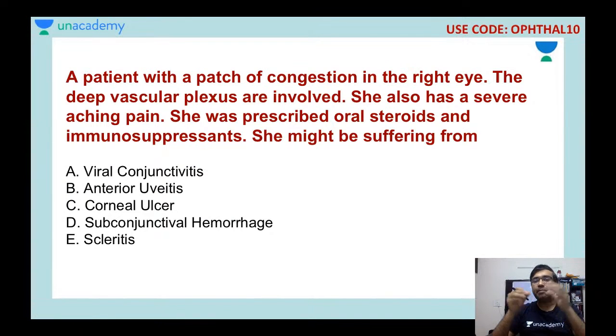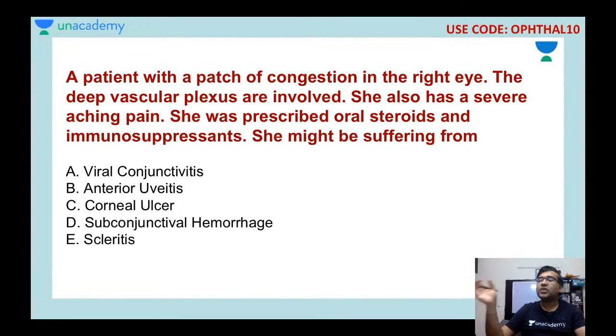A patient with a patch of congestion in the right eye, the deep vascular plexus is involved. Remember, the deep vascular plexus is involved. She also has a severe aching pain. She was prescribed oral steroids and immunosuppressants. She might be suffering from which of the following? Your options are viral conjunctivitis, anterior uveitis, corneal ulcer, subconjunctival hemorrhage, or scleritis.